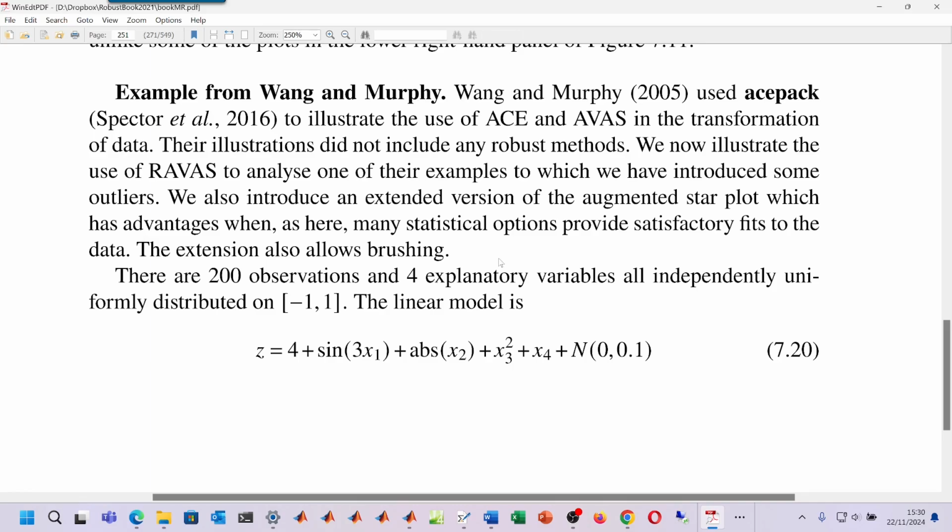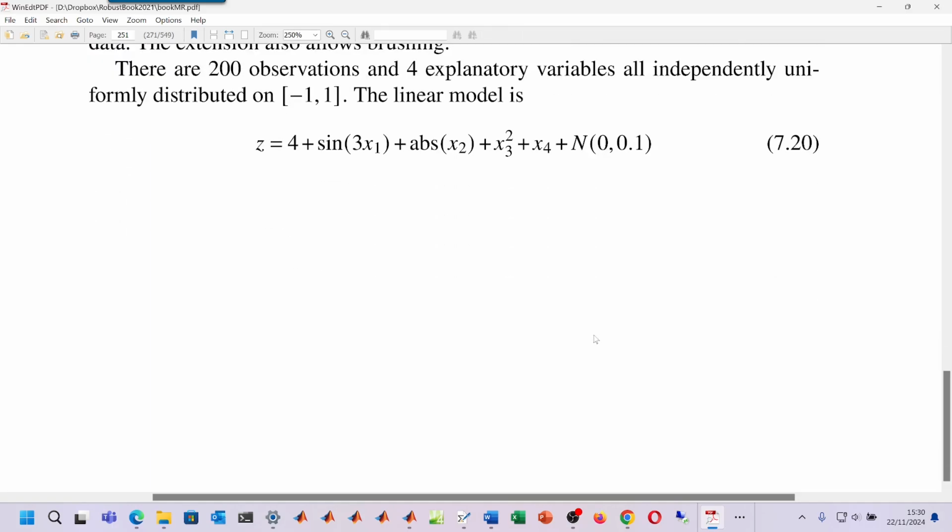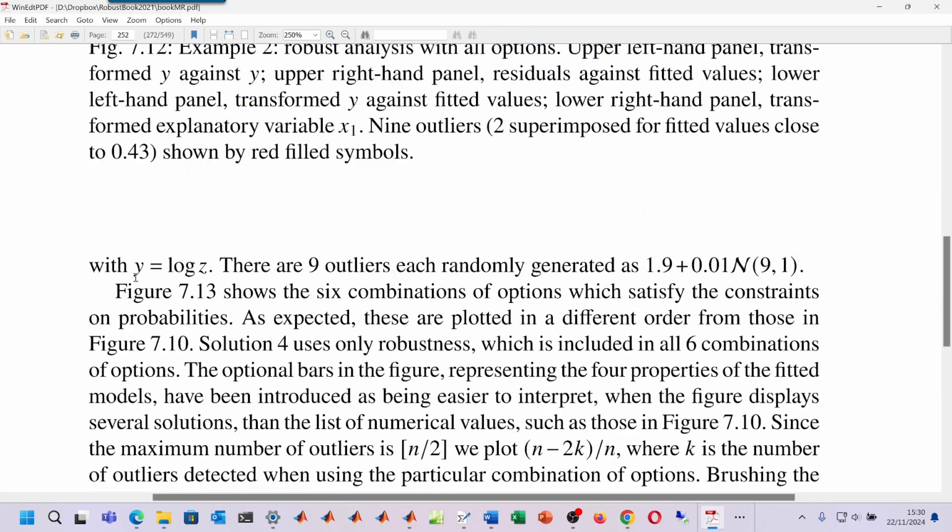For those of you who are following this on the book, we are in section 7.6, and we start with an example of some synthetic data used by Wang and Murphy to illustrate the properties of AVAS. There are 200 observations and 4 explanatory variables, all independently uniformly distributed on the interval -1 to 1. That's the linear model. Then what we do, we take the log and then we put 9 outliers.